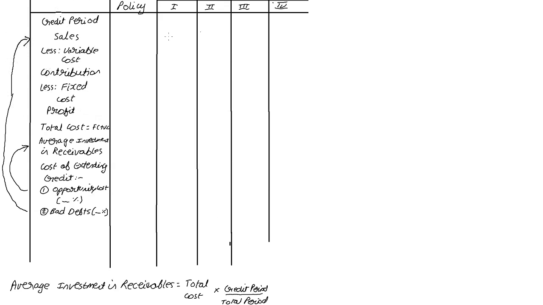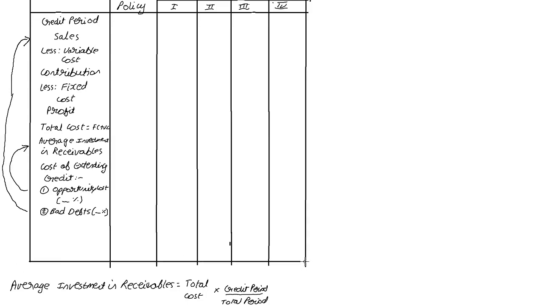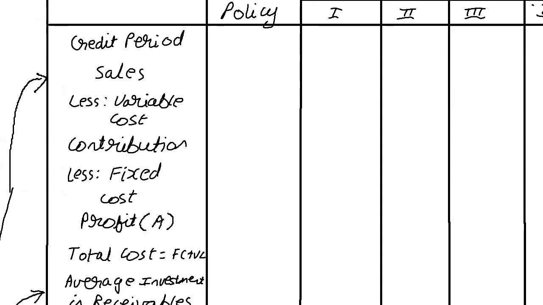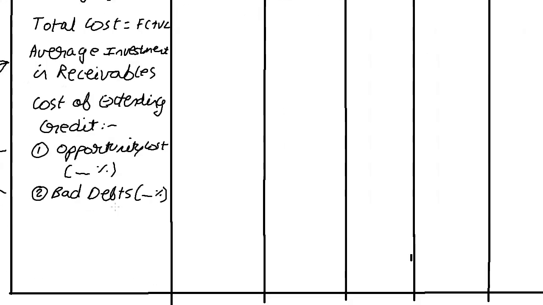Okay, so this is our format. Okay, we have 4 different proposed policies. And we are starting with sales. We subtract variable cost, we get contribution, we subtract fixed cost, we get ourselves profit. Okay, and profit is what we consider to be A. Alright, and I'm going to zoom back in to complete this. Okay, and then we can zoom back out to get an idea.